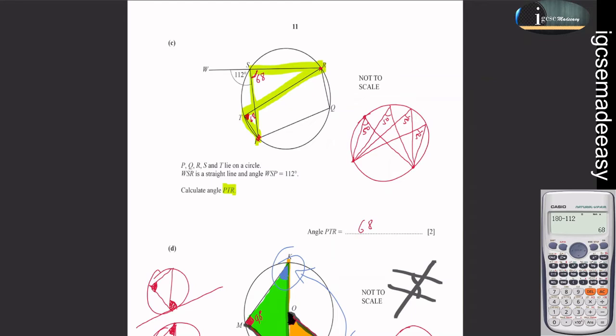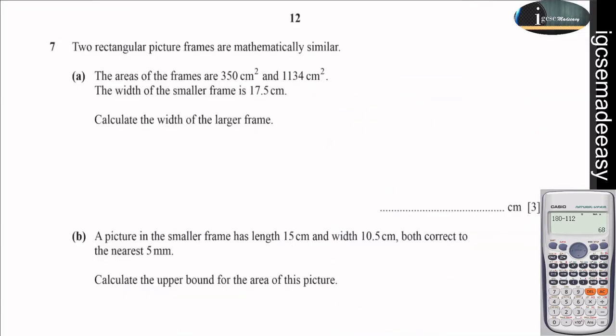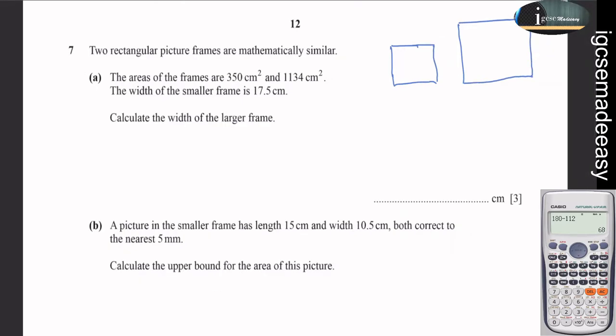Let's do the next question now. Question number 7. Two rectangular picture frames are mathematically similar to each other. You should know that similar means, for example, you take an image on a mobile phone, and if you zoom the same image, the zoomed image is similar to the previous image, right? Same thing. So that's how we can understand similar.